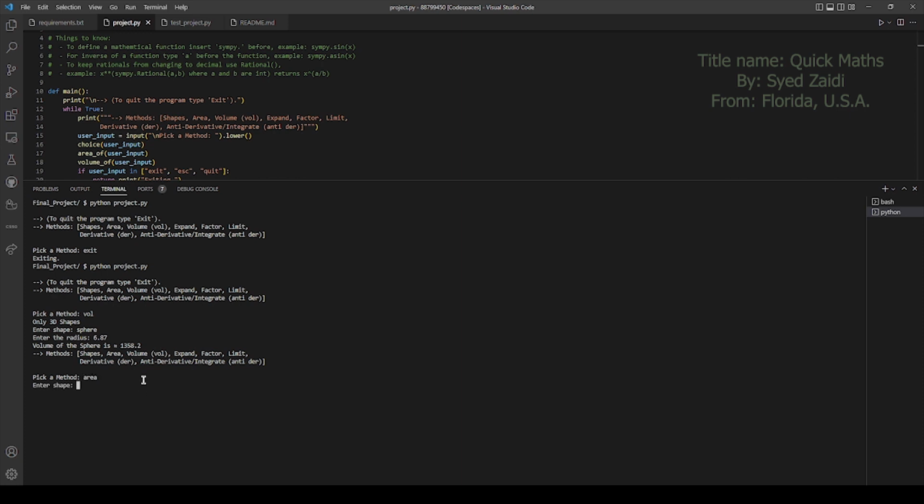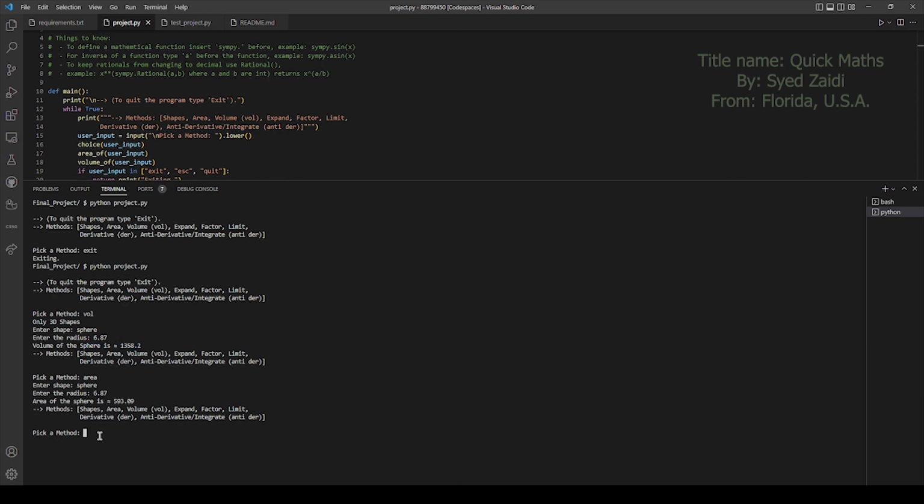So let's find the area of a sphere as well. Okay, and put in, well, the radius was 6.87, right? 6.87. Right. Oh, there you go. Area of the sphere is approximately this much, and the volume is that much. So just by the radius, you got these two values.